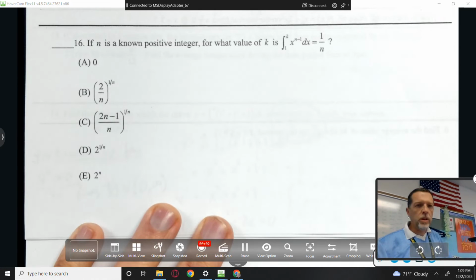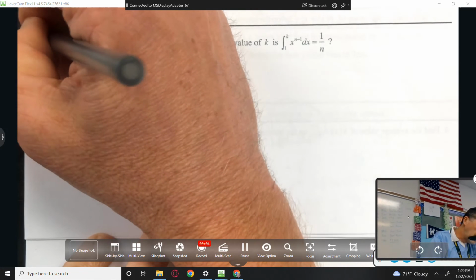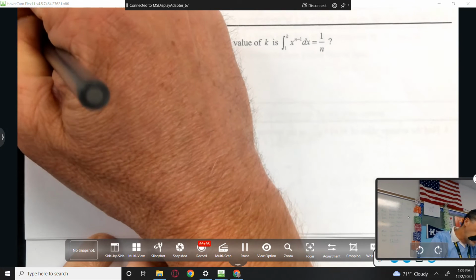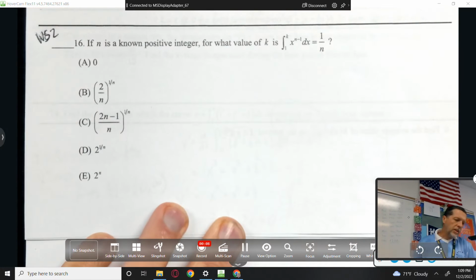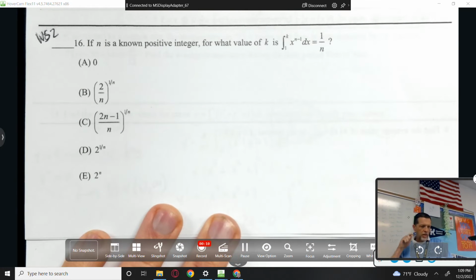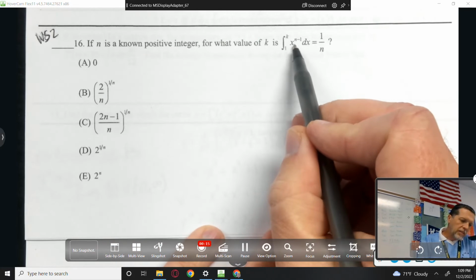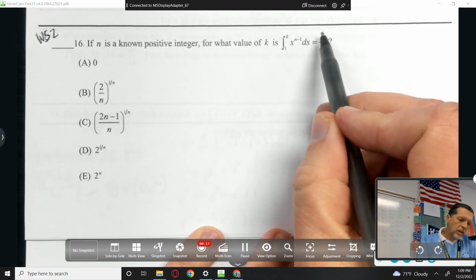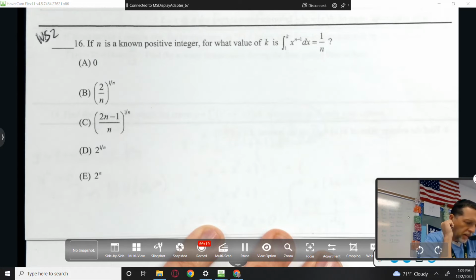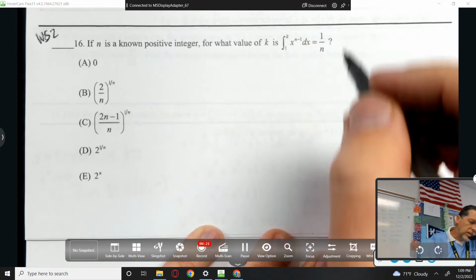Worksheet 2, number 16. N is a known positive integer. For what value of k is the integral from 1 to k of x to the n minus 1 equal to 1 over n? N is a known positive integer.